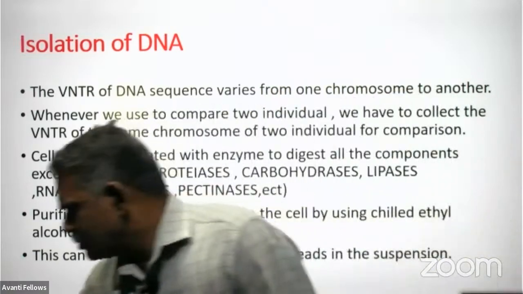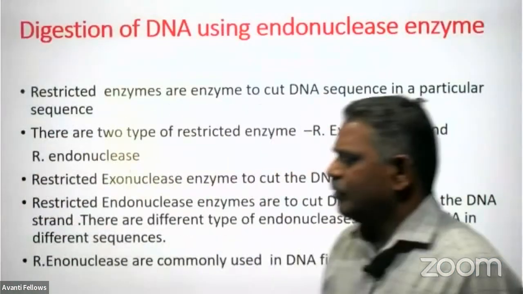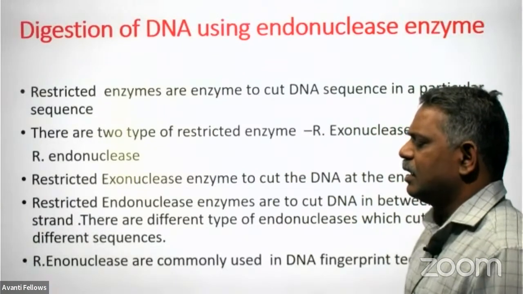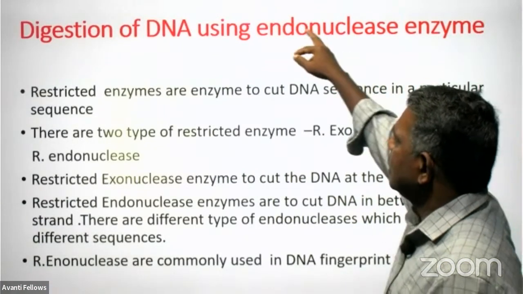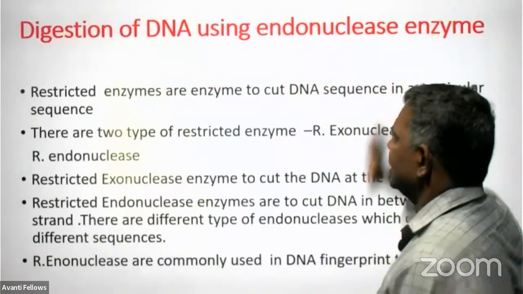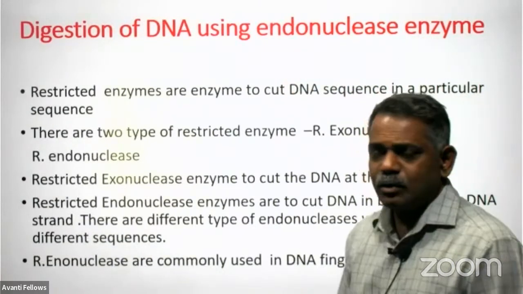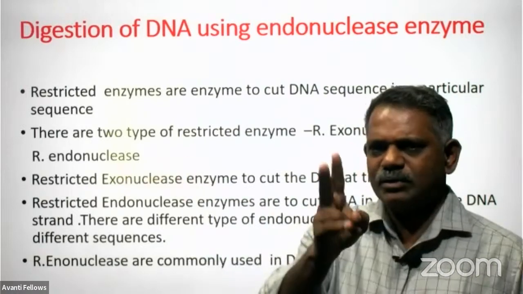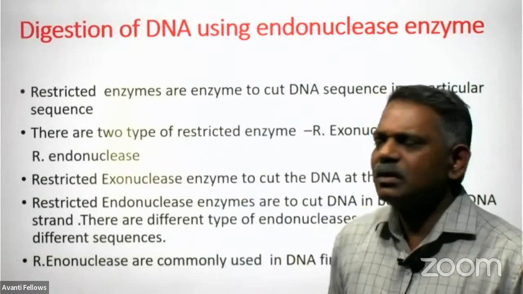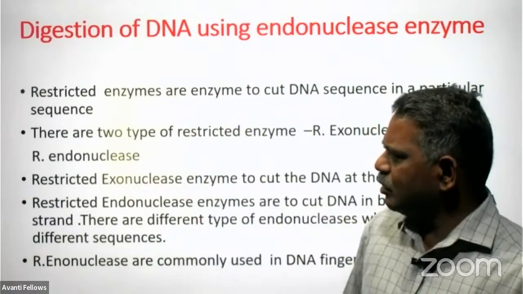And after isolating this DNA, we can cut the DNA into small pieces by using restriction endonuclease enzyme. I told you restriction enzyme only cuts the DNA. It is called what? The biological scissors. There are two types of restriction enzyme.